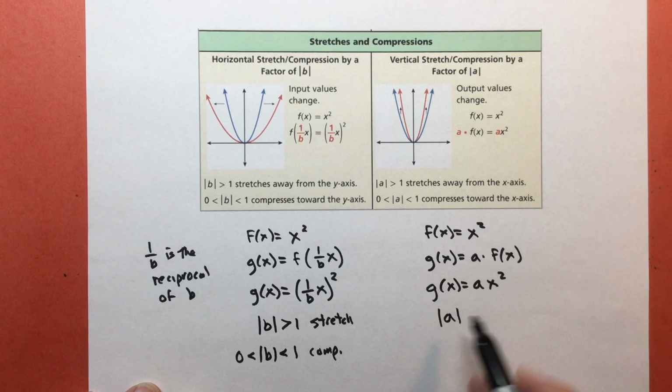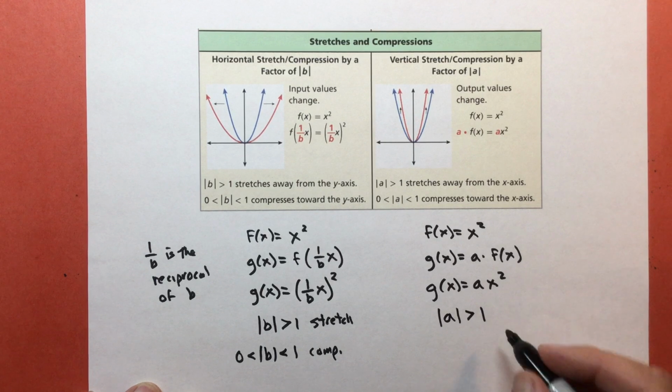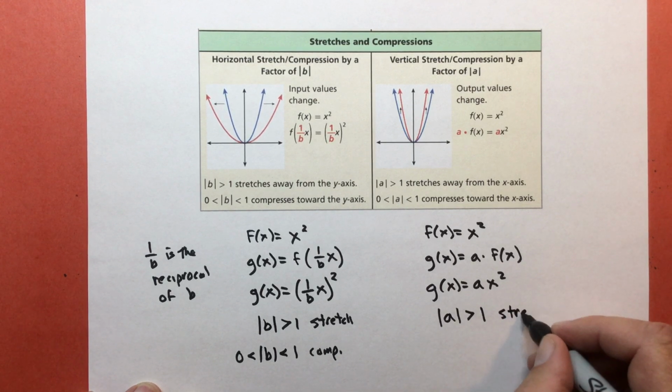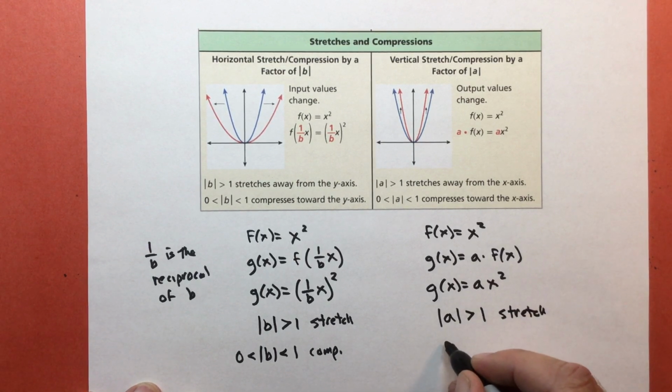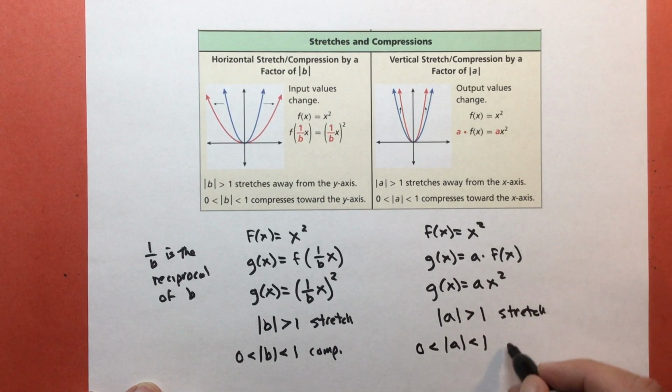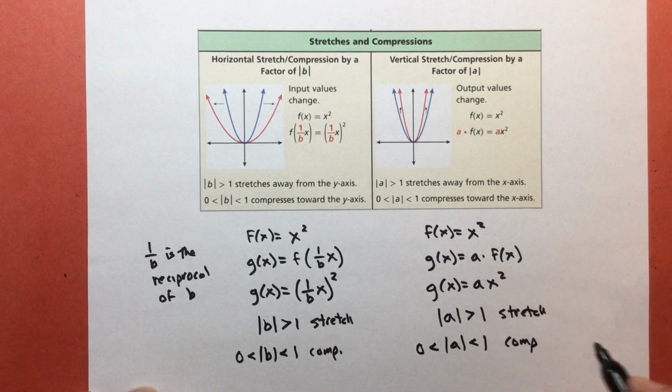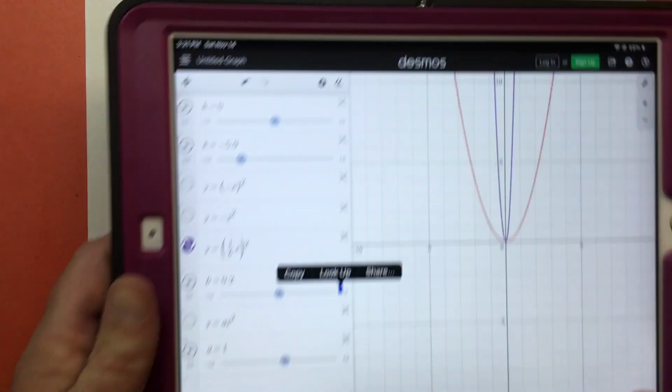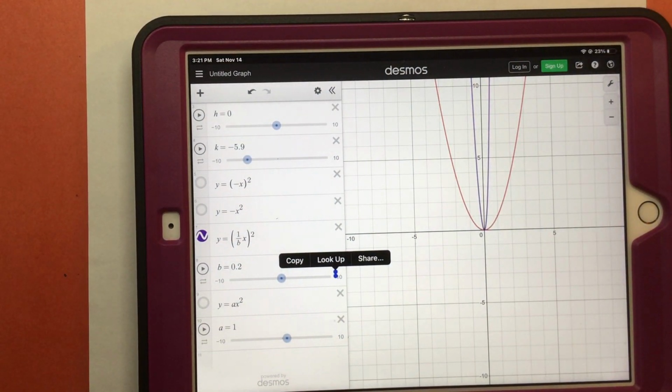So I'm going to use the absolute value bars. If a is bigger than 1, not equal to 1, because multiplying by 1 doesn't change anything, it's a stretch. And if a is less than 1, but still bigger than 0, it is a compression. And let's show you what that looks like.